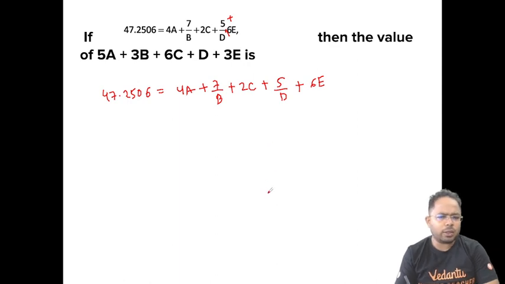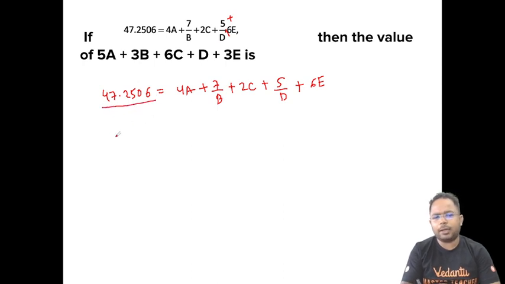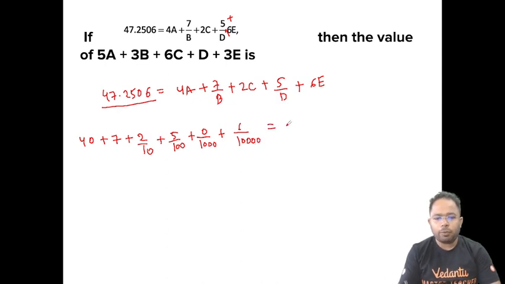What we can do here is compare these two. Now we'll be expanding this part. So we can say 40 plus 7 plus, the decimal is there, so 2 by 10 plus 5 by 100 plus 0 by 1000 plus 6 by 10,000 equals 4a plus 7 by b plus 2c plus 5 by d plus 6e.